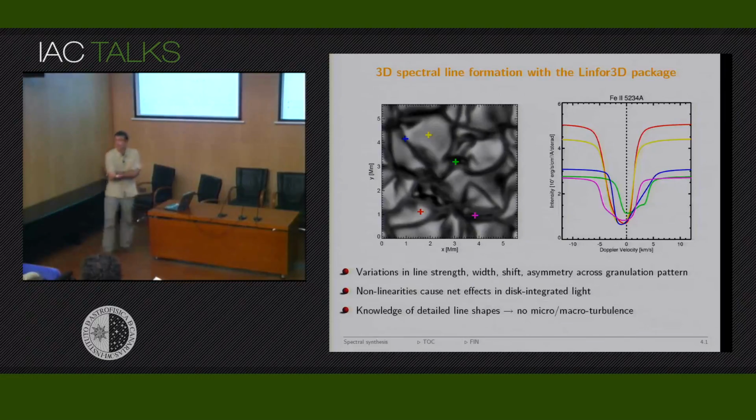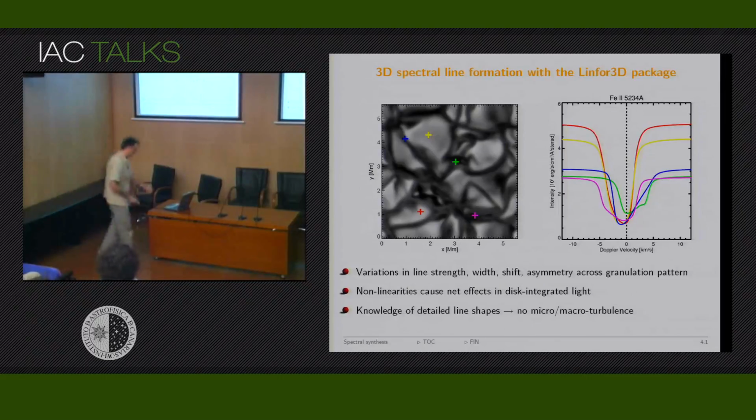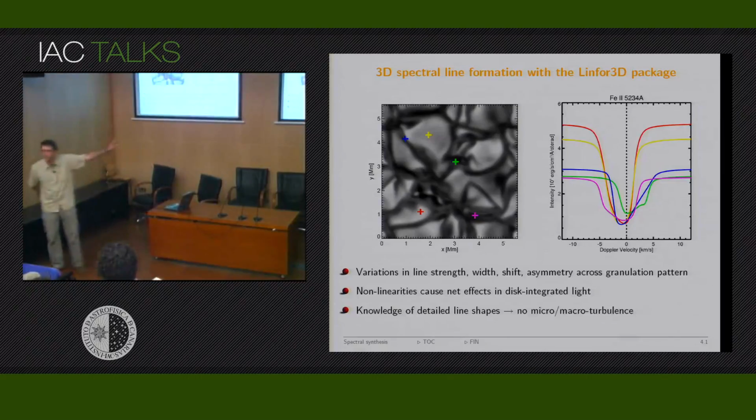So you see how the spectral properties change across the granulation pattern. Here I selected, more or less arbitrarily, an iron 2 line. You see here in this bright inner granular region, you have a bright continuum. This is absolute intensity versus wavelengths expressed as Doppler velocity with respect to the laboratory wavelength of this line. You have a bright continuum and a strong, deep line core.